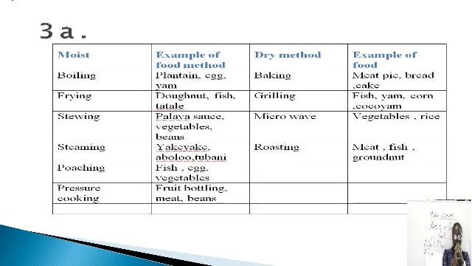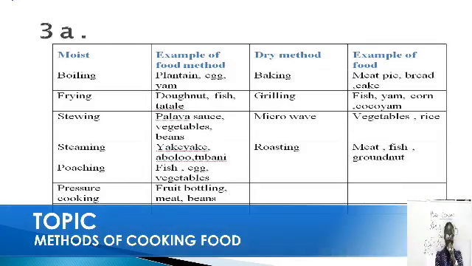Now let's go to our dry method of cooking food. We say that the dry method of cooking food is the method of cooking food whereby the food is cooked under heat or in a heated enclosed area or space. So that is, you can talk of baking. Before you bake, you know that you have to heat your oven before you place anything that you want to bake in. That is another example of the dry method of cooking food.